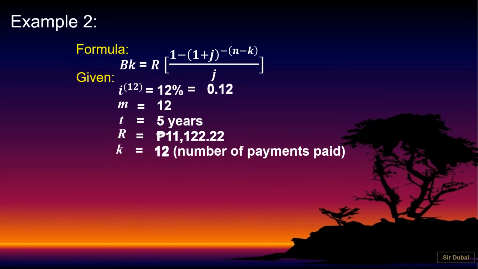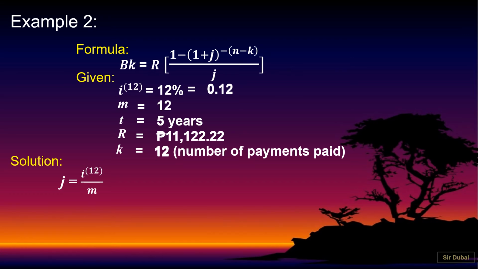Since we already have all the given, the next thing to do is to solve the problem. But if we look back at our formula, there are still some symbols that we cannot find in our given. One of them is the letter j. But we know that j was already discussed in our previous discussion, and that is the equivalent interest rate per payment interval, and that is its formula.